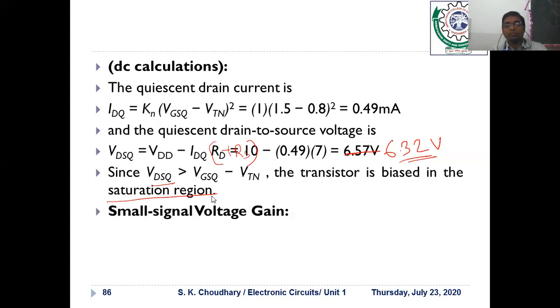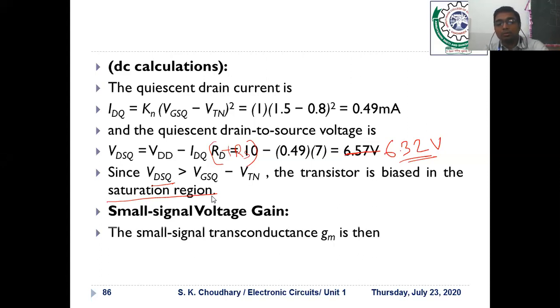Now you have to calculate the small signal parameters. What is the small signal voltage gain? We first have to find the small signal parameters. In the voltage gain formula, we know there is always a factor of transconductance. So you first have to find out the transconductance. What is the value of transconductance here?